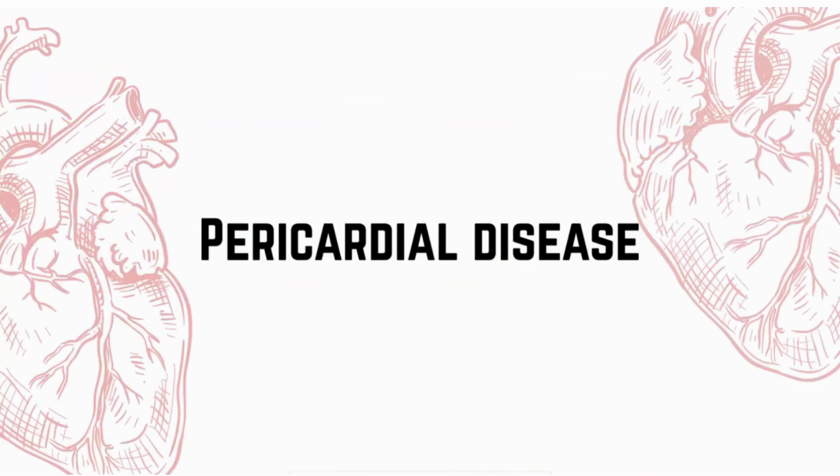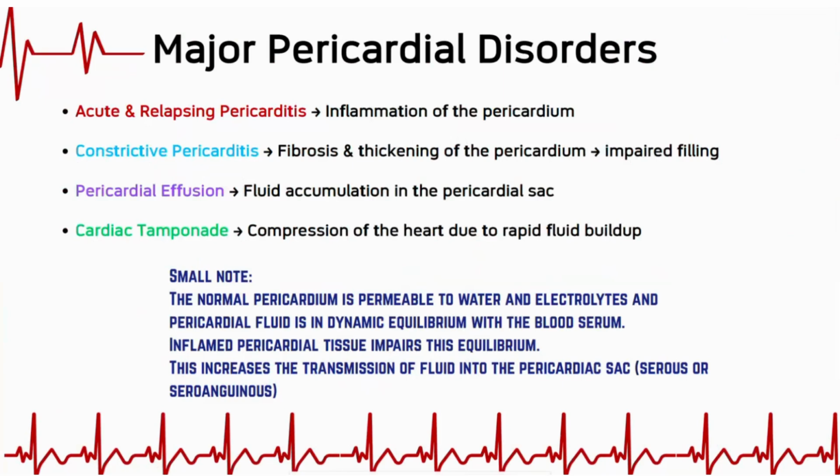Right. So let's look into pericardial diseases. Some of the major pericardial disorders that you need to know are acute and relapsing pericarditis. This is bunched together in acute pericarditis, which is simply the inflammation of the pericardium.